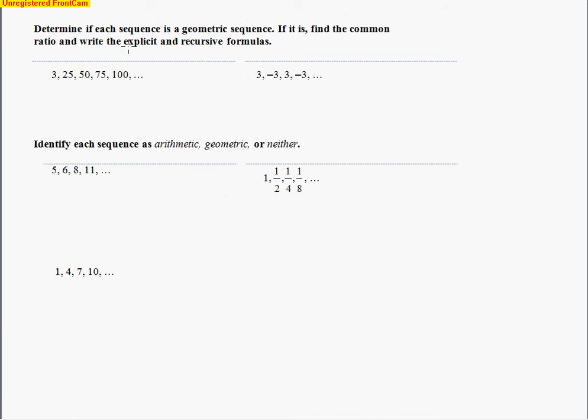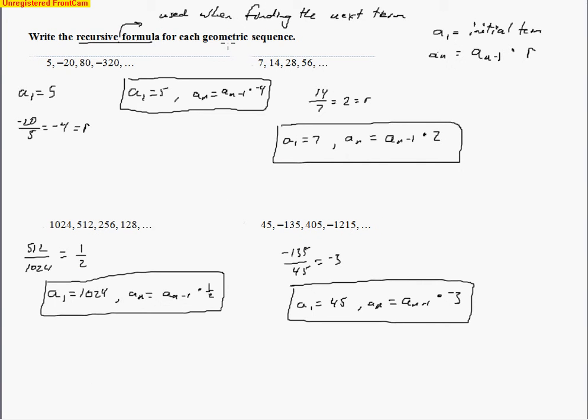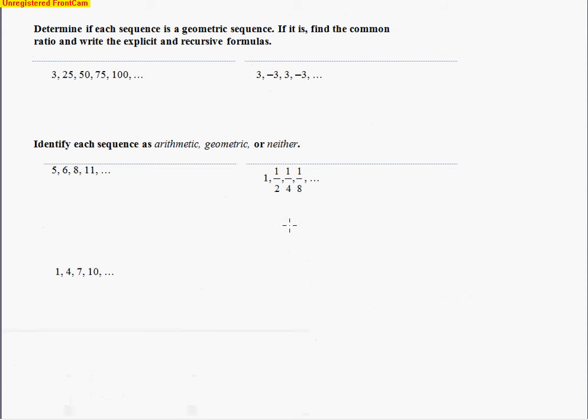So let's take a look at the last type of problem that we'll end up seeing, and here it says determine if each sequence is a geometric sequence. If it is, find the common ratio and write the explicit and recursive formulas. So best thing to do is check all the terms. On the other problems, notice that they all said for each geometric sequence. So we knew they were geometric sequences, but now we have to determine whether they are or not. So we have to go through all the parts.